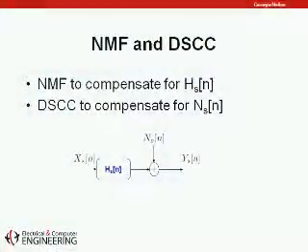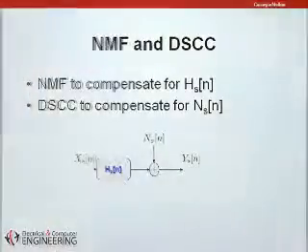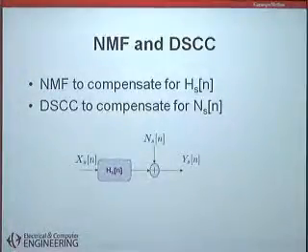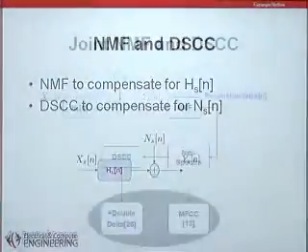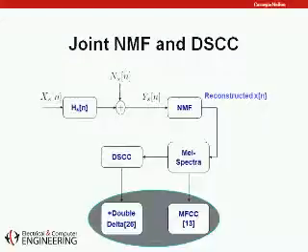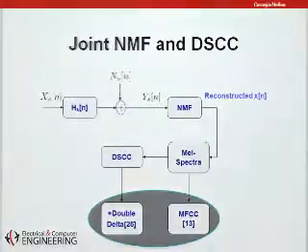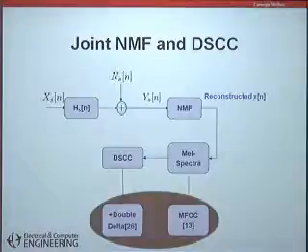Next, to compensate for this filter I apply NMF, and to compensate for this noise I apply the delta spectra features. This is the framework I'm working on. I have this cap YS, which has both reverberation and noise. I first apply NMF, which reconstructs the speech signal. Then I pass it through the Mel spectra, and from the Mel spectra I get DSCC features. I append these two. These are again 39-dimensional features, but they have compensation for both noise and reverberation.